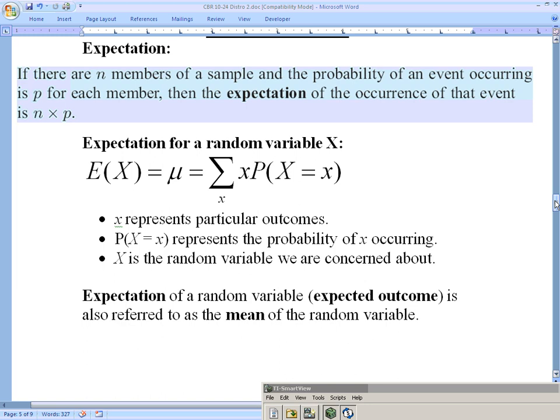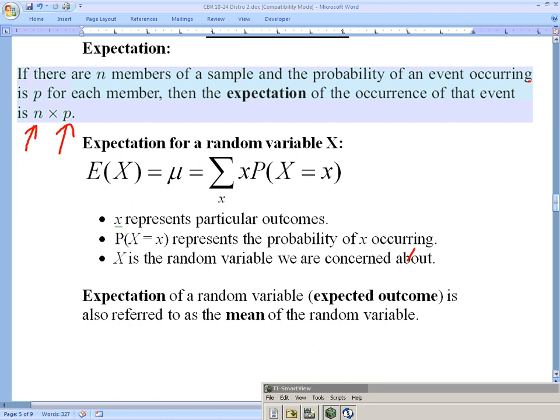If there are n members in a sample space, so let's say we have 20 things, and the probability of an event occurring is p for each member, then the expectation of the occurrence of that event is the number of things times the probability of that event. So we'll look at an example of that in a moment, and that will hopefully clear up just a bit.